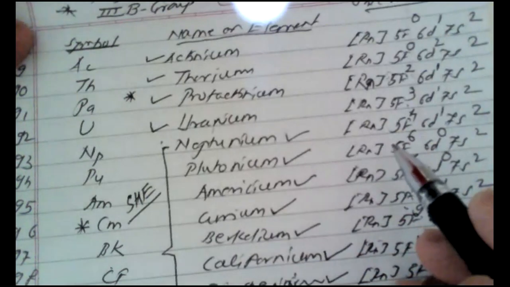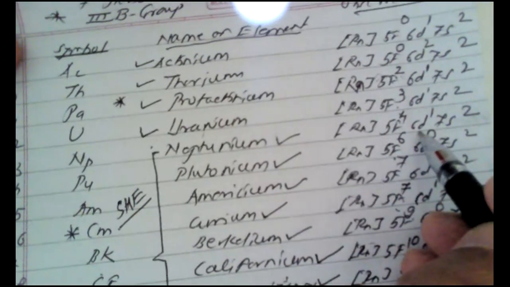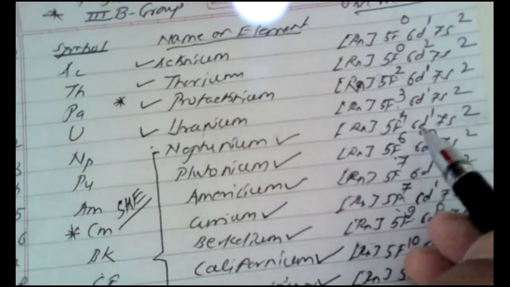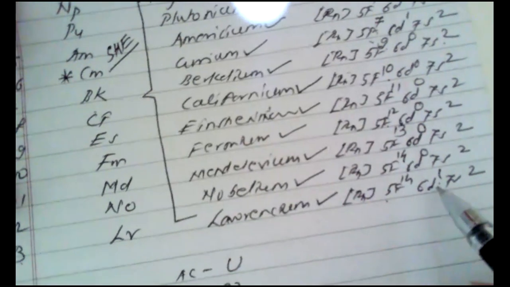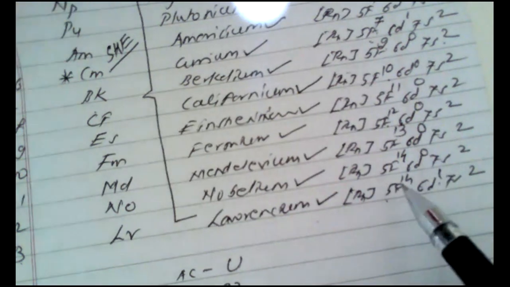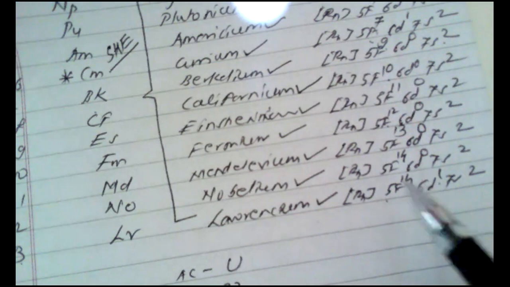So in conclusion, what do you have to remember? You have to remember that up to neptunium, the 6d orbital has one single electron, after which the 6d orbital is again empty, and at lawrencium, atomic number 103, the 6d orbital has only one electron because the 5f orbital is completely filled. So this is how we have seen it.